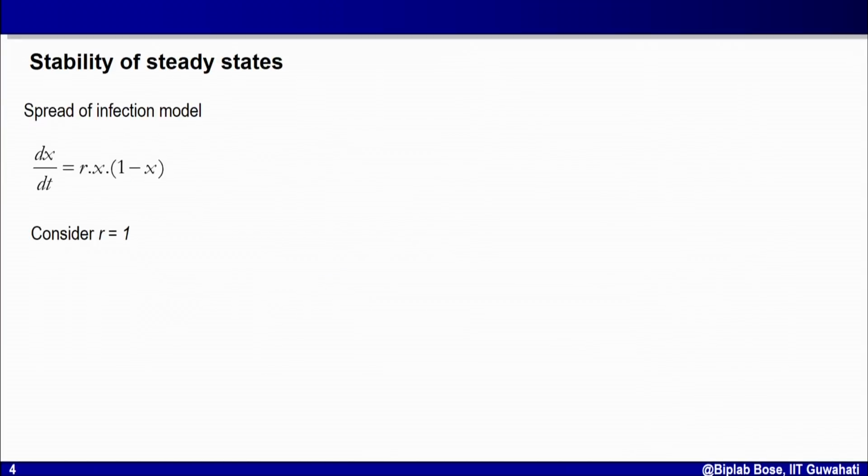Let us take a specific example. We'll go back to our old example of spread of infectious disease. The system is represented by an ODE, dx/dt is equal to r into x into (1 minus x). If you remember, x is the fraction of population that is infected with the disease. Let us consider r equal to 1. It will be easy for our calculation. Now we will find out first the steady states of the system, and then we will try to understand the issues of stability of the steady state for this system.